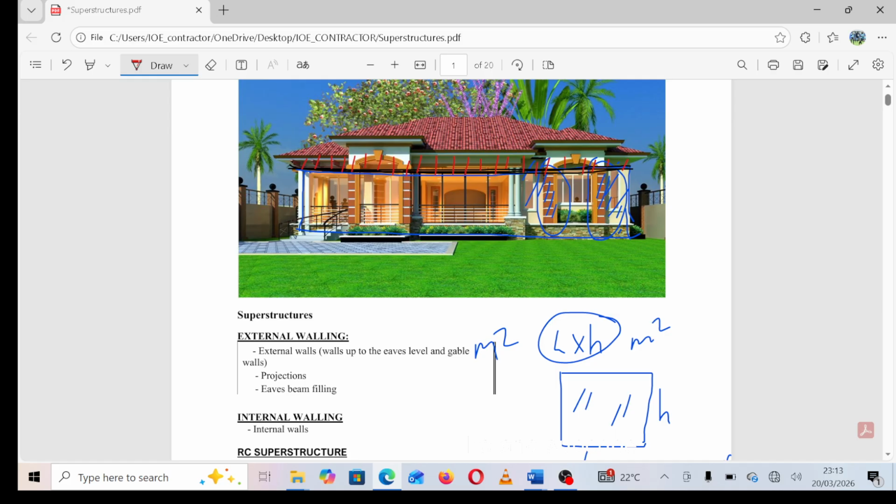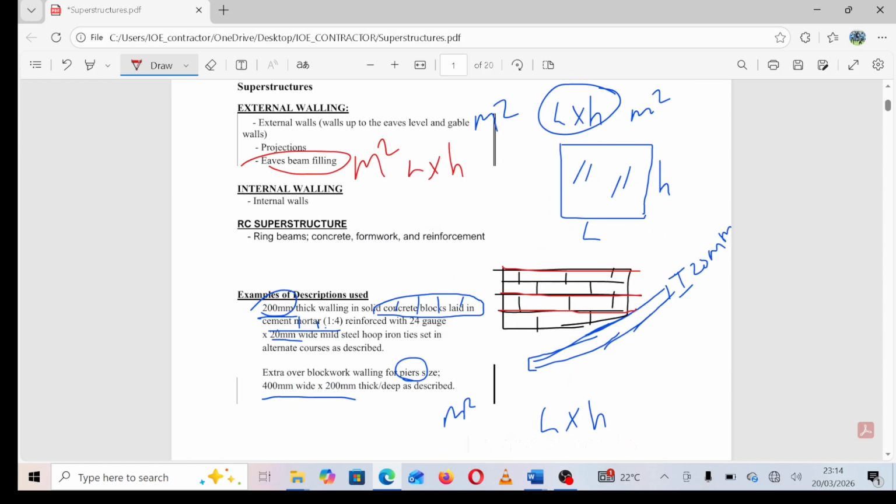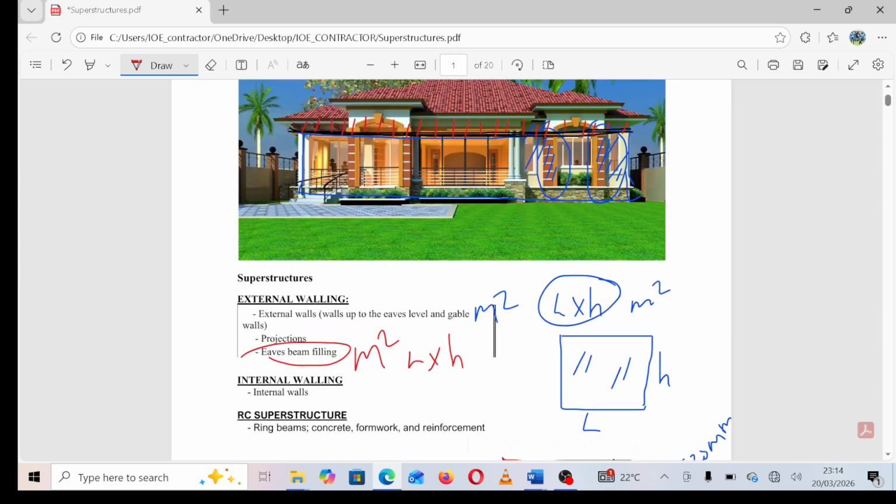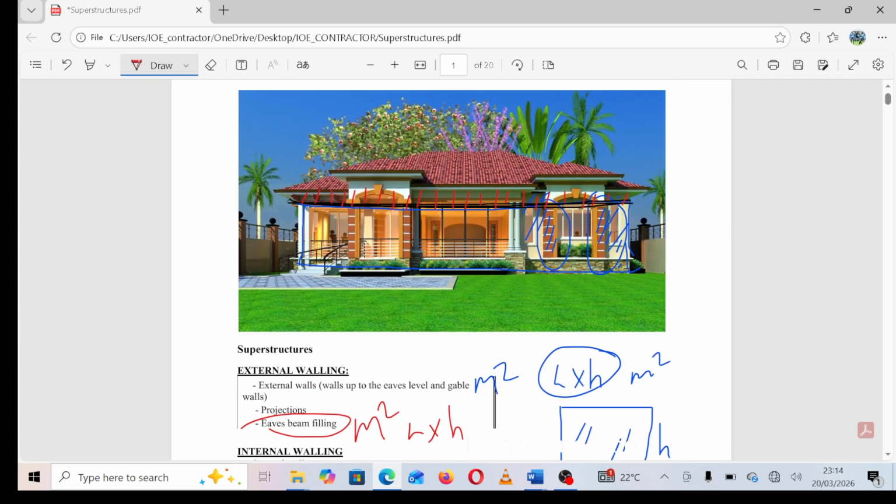So this eaves filling is also in square meters, where we consider the girth, which is the length, times the height, which will depend on the number of courses. So that's all about the external wall. We've catered for that: external walling, projections, and eaves filling.